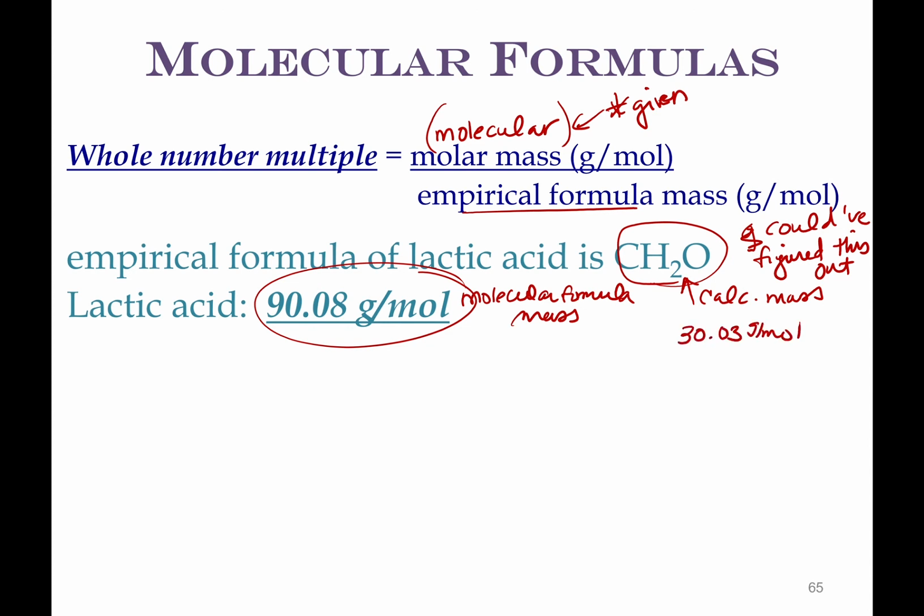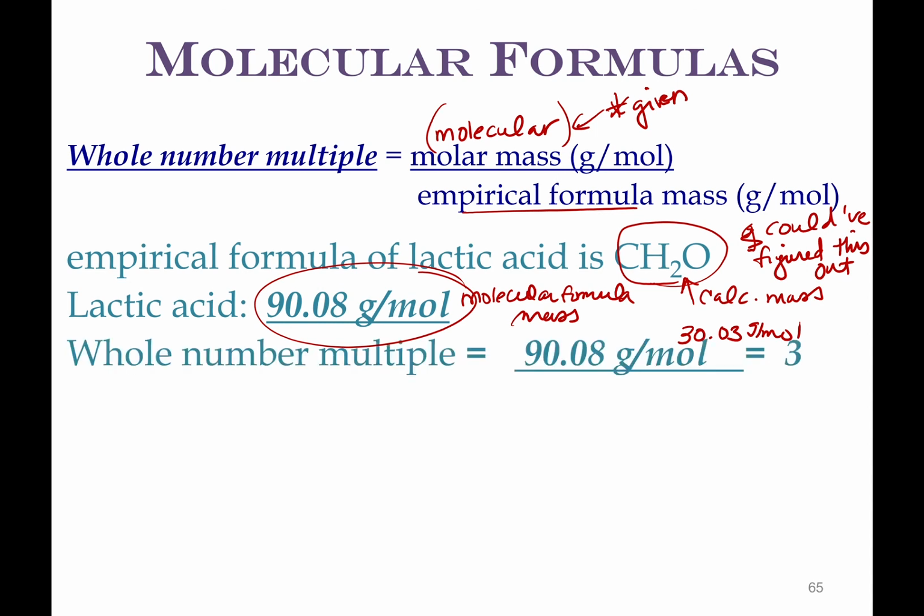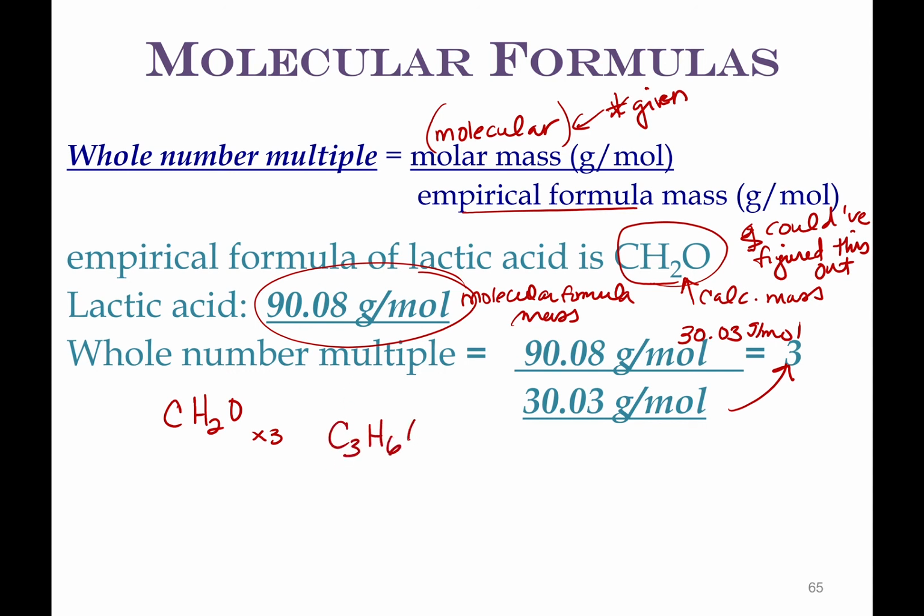Now, again, you can use grams per mole or AMU. It'll come out to be the same. So if 90.08 divided by 30.03 gives us a 3, that means we're going to go back to the CH2O and multiply all the subscripts times 3. So when we do that, we get C3H6O3. And that would be our molecular formula.